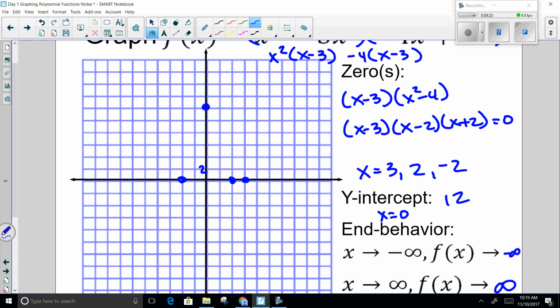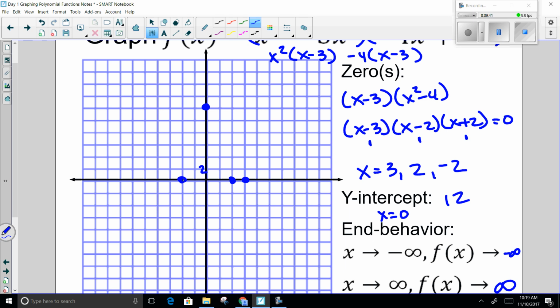We have negative 3, and we have negative 2, we have positive 2, we have 3. The multiplicity, this is a multiplicity of 1, this is a multiplicity of 1, this is a multiplicity of 1, which means that the graph is going to go through those points.